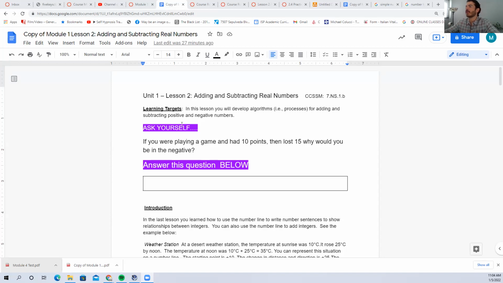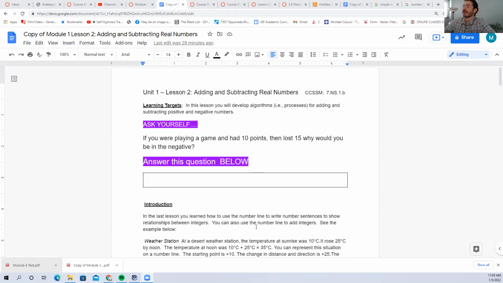So unit 1, lesson 2, adding and subtracting. In this lesson, you will be developing algorithms, i.e. processes for adding and subtracting positive and negative numbers. That's what we've been talking about. If you were playing a game and had 10 points and lost 15 points, why would you be in the negative? I'm going to let you answer that. I'm not going to give that one away.